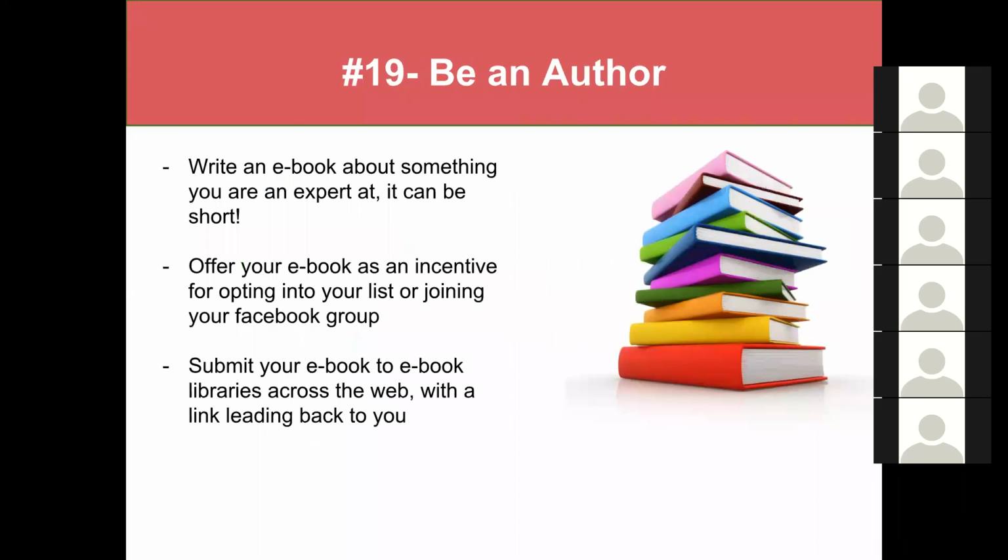So number 19 is to be an author. If you are interested in the written word and you have any talent for that, you can write an ebook about something that you're an expert at. It can be short, right? I've seen them as short as a couple thousand words, and that's not actually very long at all, right? It doesn't have to be about cryptocurrency. It can be about anything that you're an expert on. But you're going to offer your ebook as an incentive for opting into your list or joining your Facebook group. That's a great way to use an ebook.